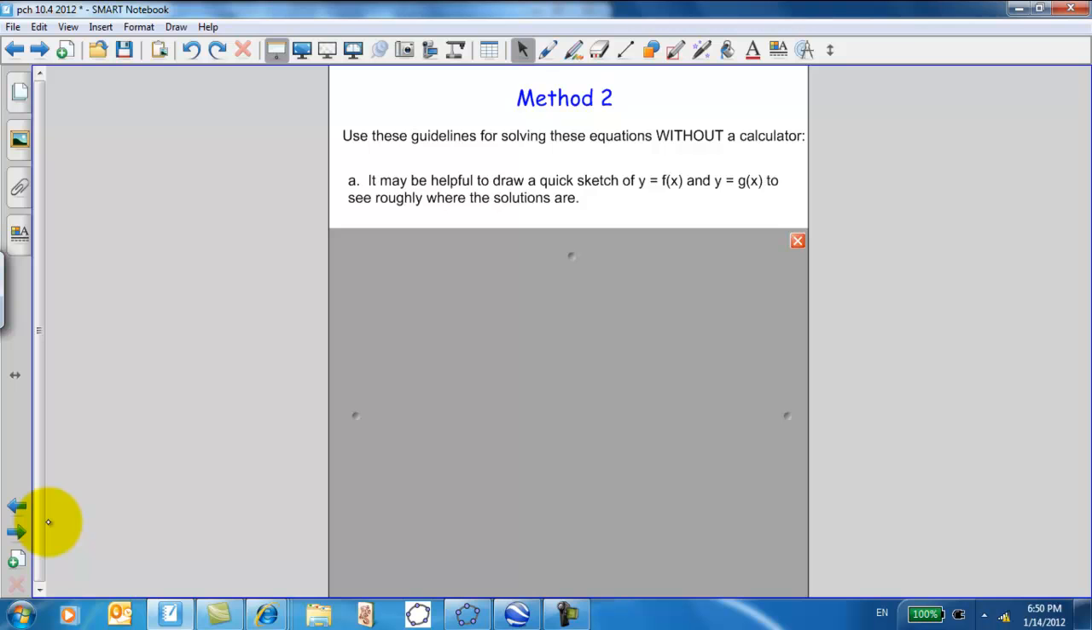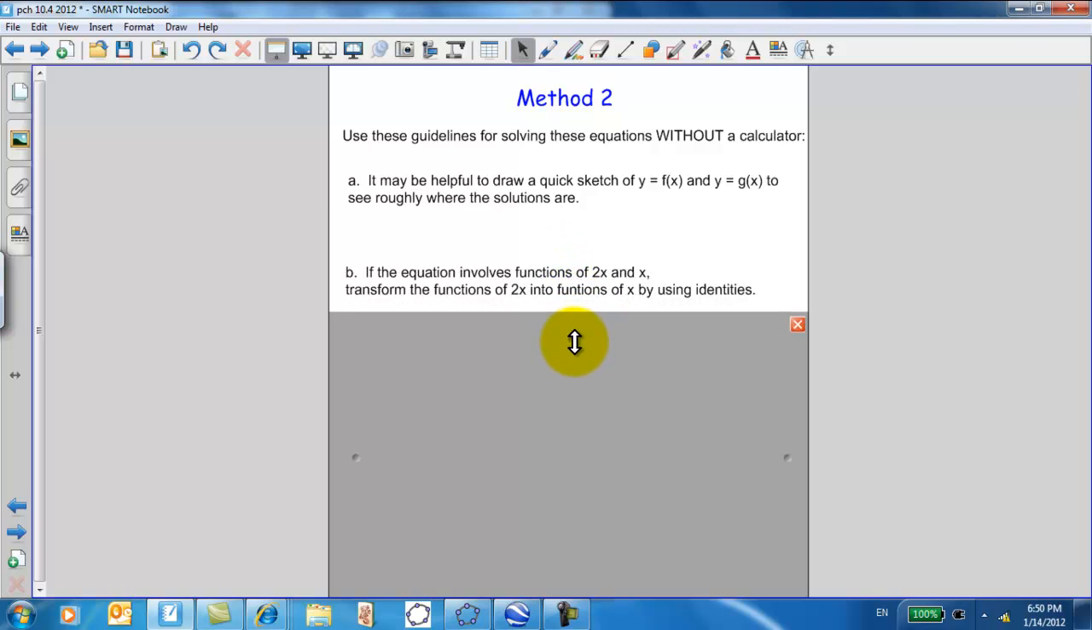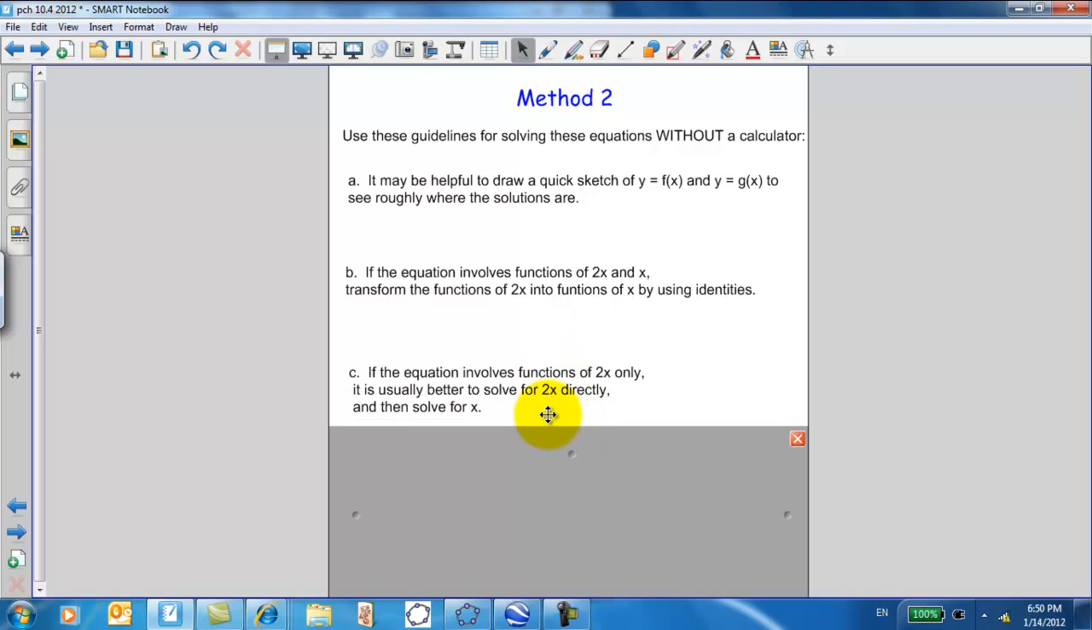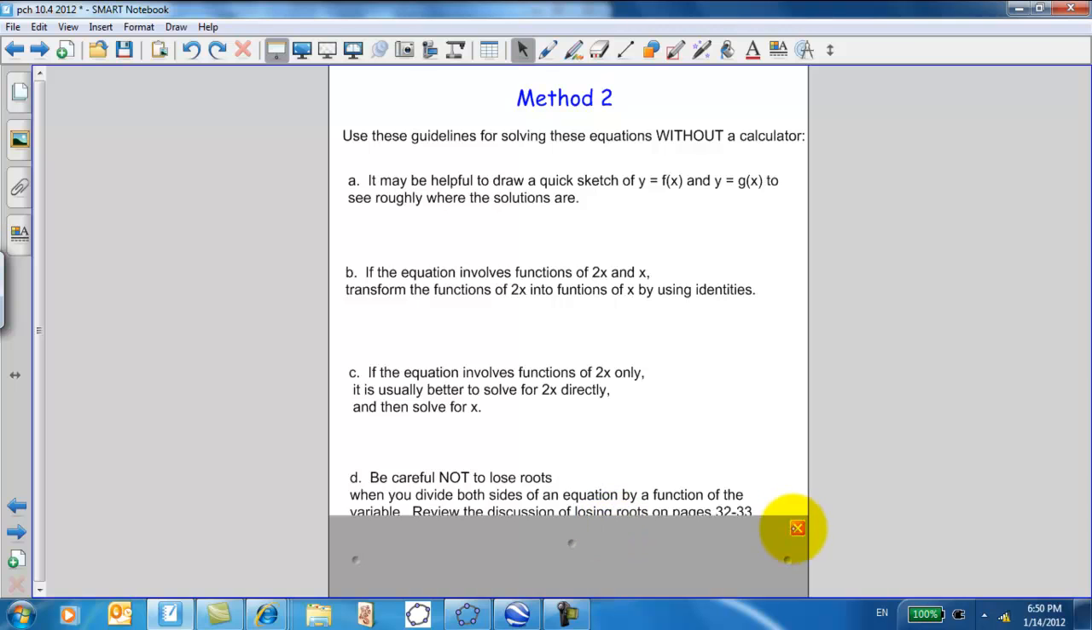Method 2 now is use these guidelines to solve these equations without a calculator. It may be helpful to draw a quick sketch of the two functions, of the two sides of the equation, to see where the solutions are, to see where they intersect. And if the equation involves both functions of 2x and x, be consistent. Change the 2x ones into x by using your double angle identities. Now, if the equation only involves functions of 2x, then you can just solve it in 2x directly and then solve for x. And we'll have an example of that later. Be careful not to lose roots. You can't divide both sides of the equation by the variable. You'll tend to lose roots.